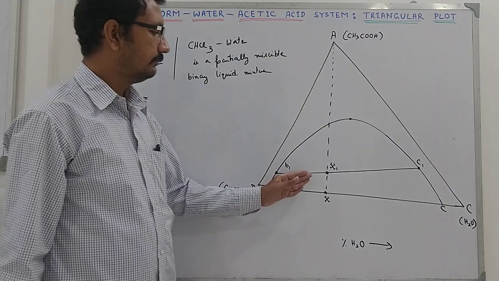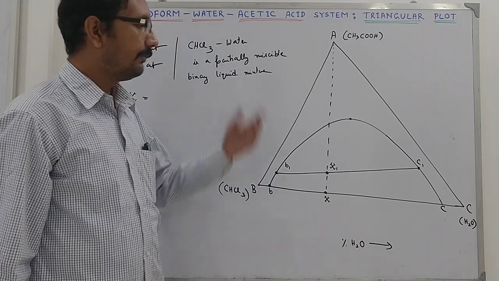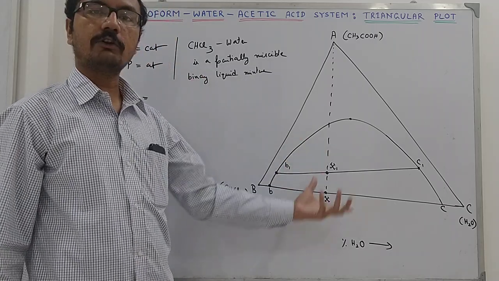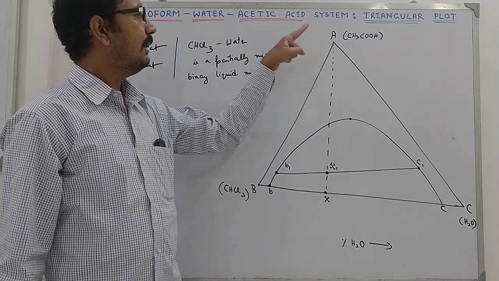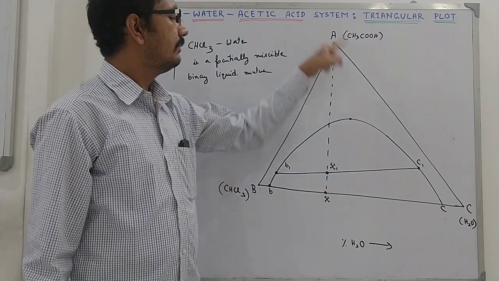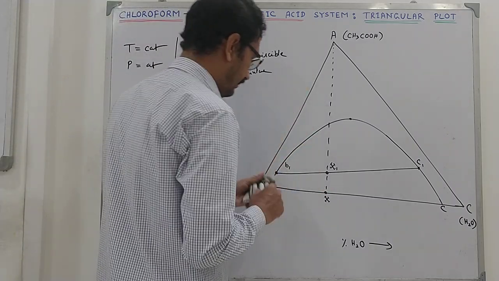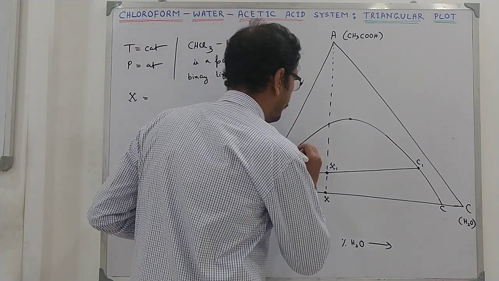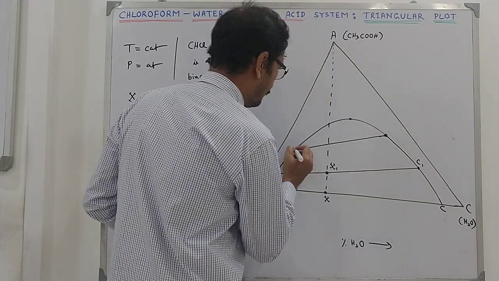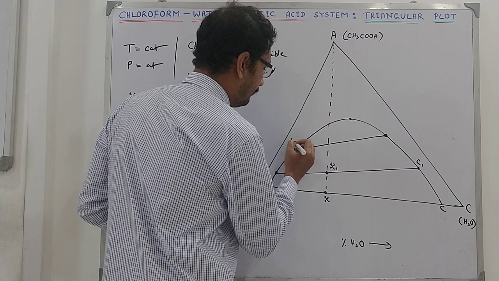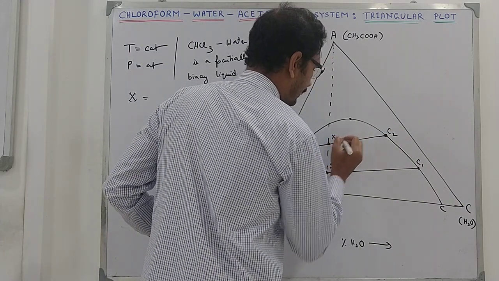This is due to the addition of this acetic acid. Now in phenol water, the same thing was occurring, but that was due to increase in temperature, not due to addition of such a third party. Now with further addition, you will get this tie line. So it is B2, it is C2, and this point is X2.